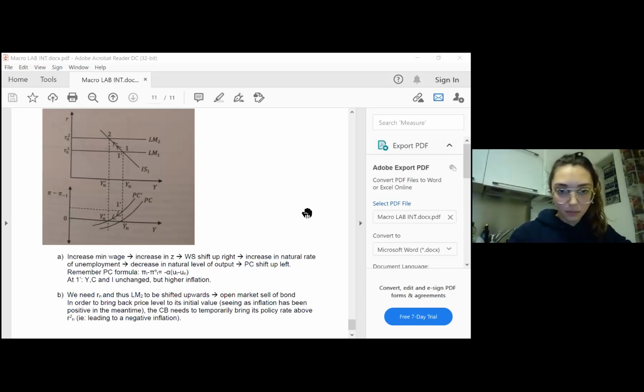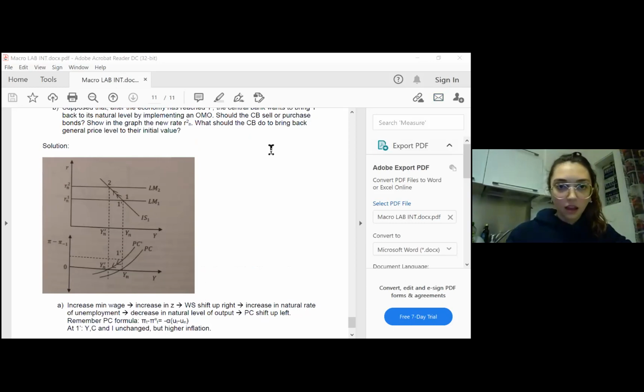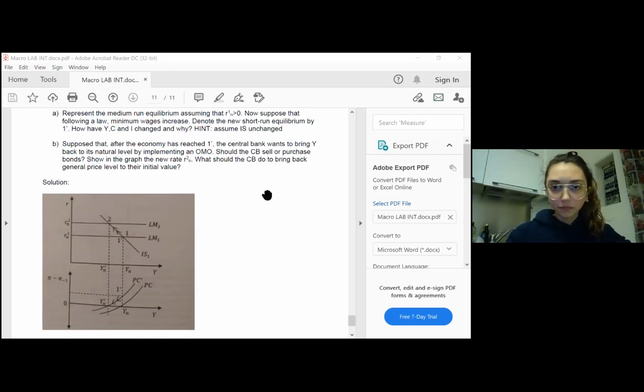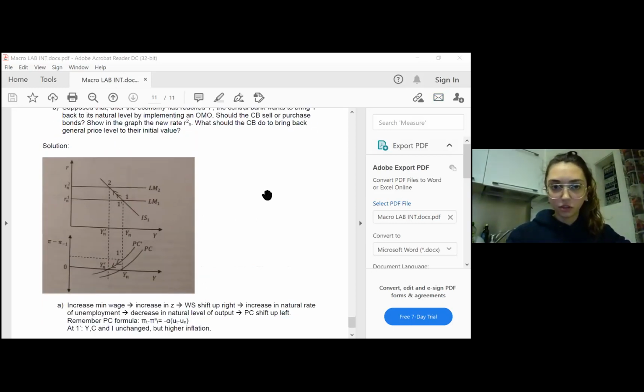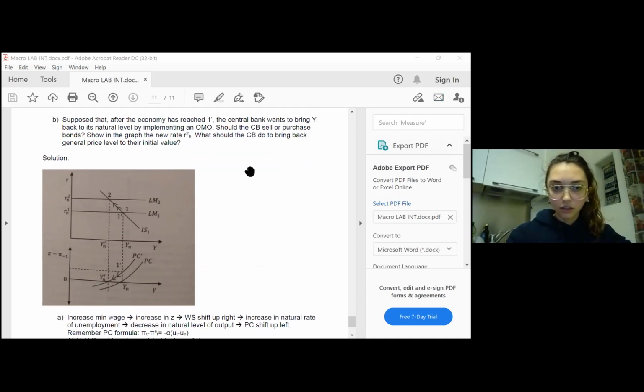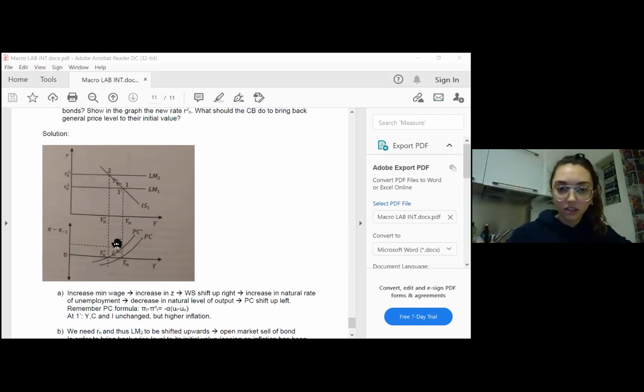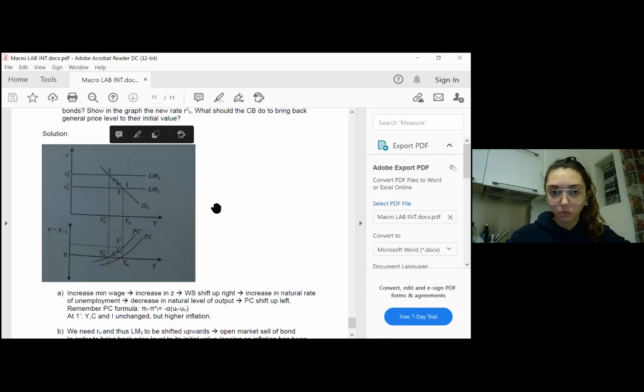Could you please explain point B again? Yes, of course. So point B, first of all, the central bank wants Y to be brought back to its natural level. How are they going to do this? Initially we're at 1 prime here, okay? That's where we are for now. And the CB wants to be at 2, right?